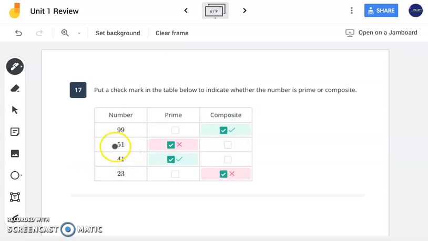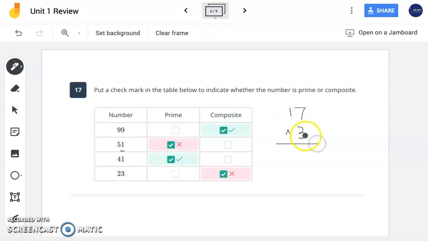Now we have 51. 51 is a tricky one, and you're going to see this is commonly used in 4th grade. Many people assume that 51 is prime because it ends with a 1. And just like 41, it is a prime number for 41. But 51 has a factor that many people forget about. 17 times 3. So let's check this out.